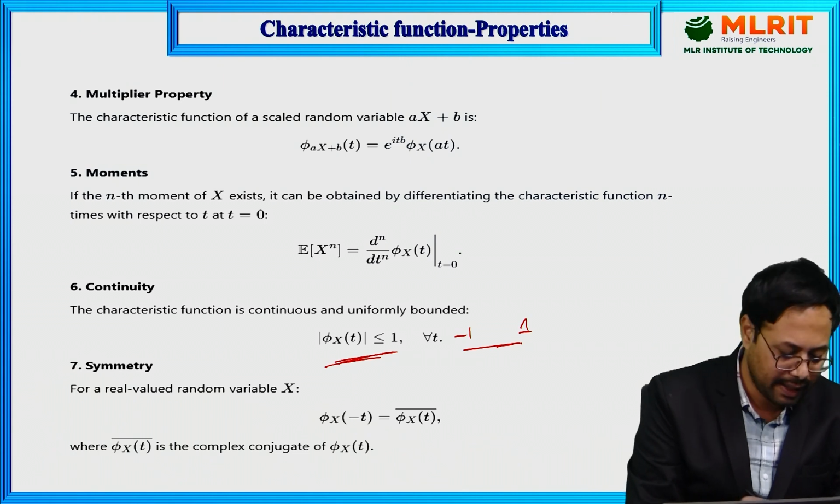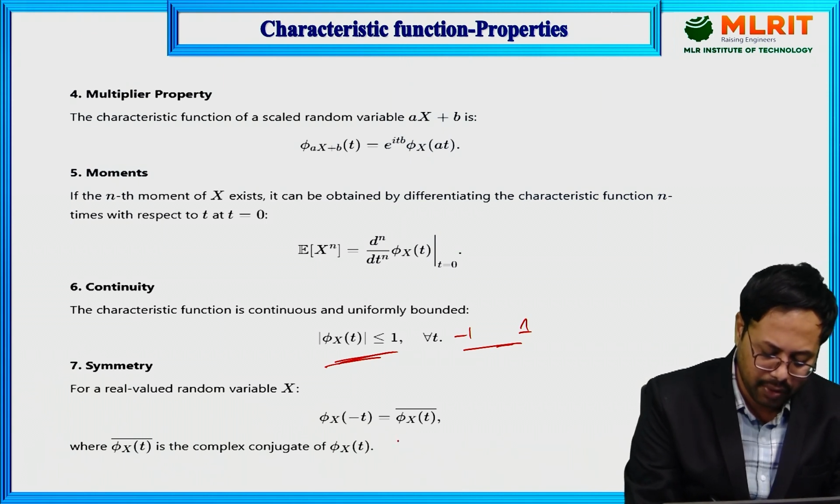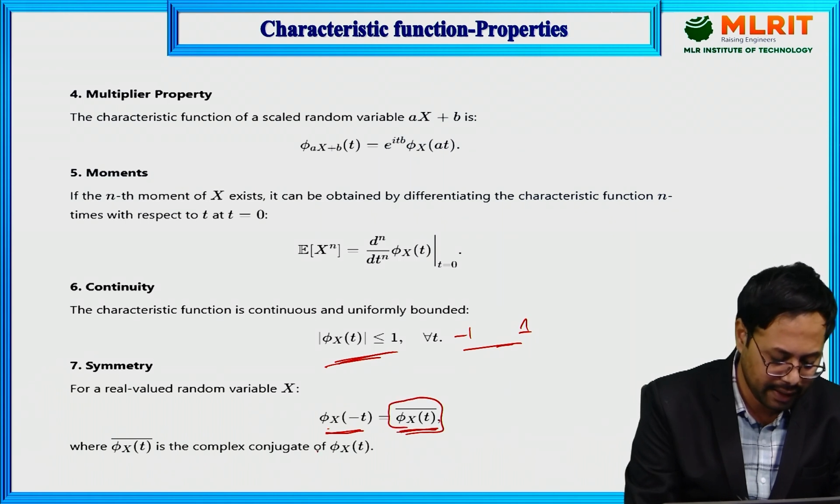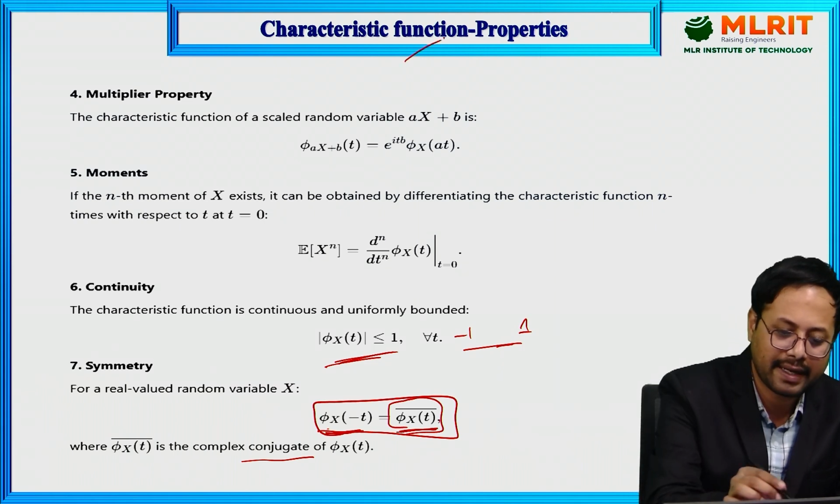Now next, the symmetry property. The symmetry property tells that phi x of minus t is equal to the complex conjugate of phi x of t. This is one of the properties of the characteristic function.